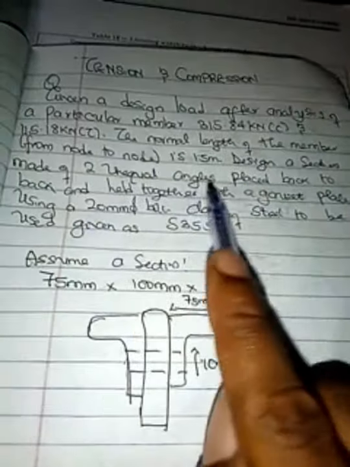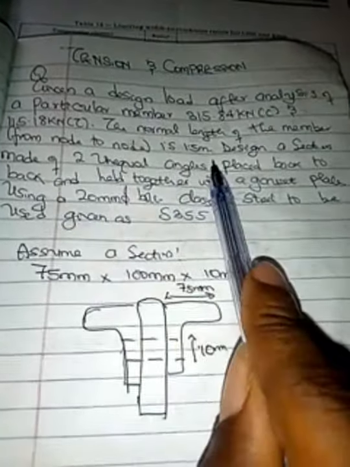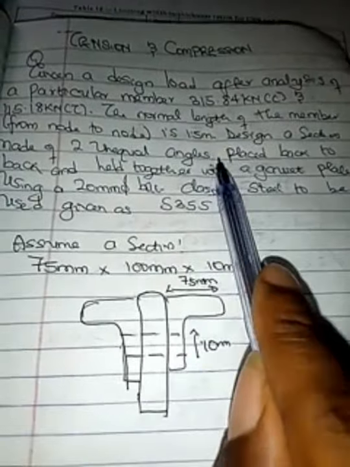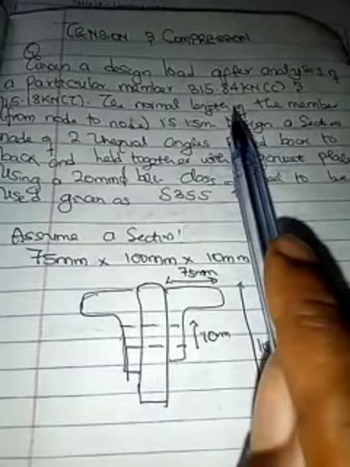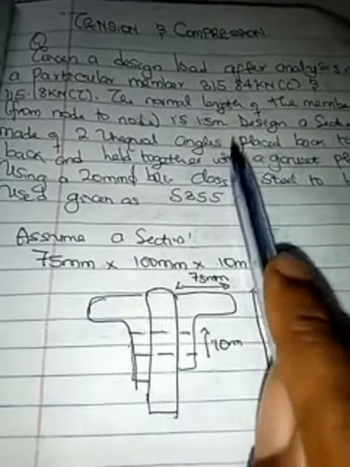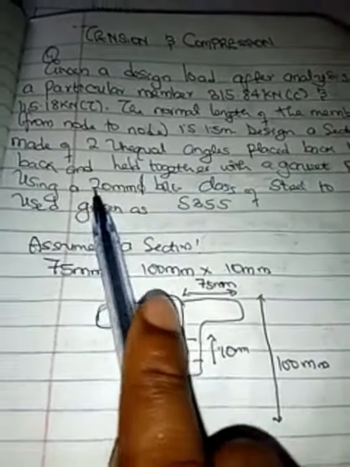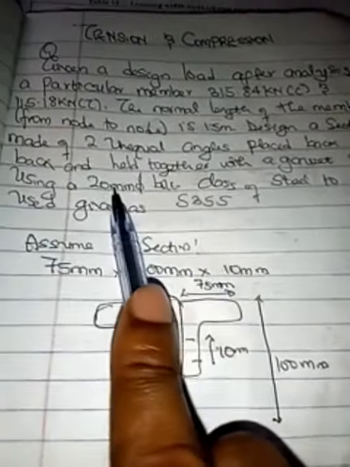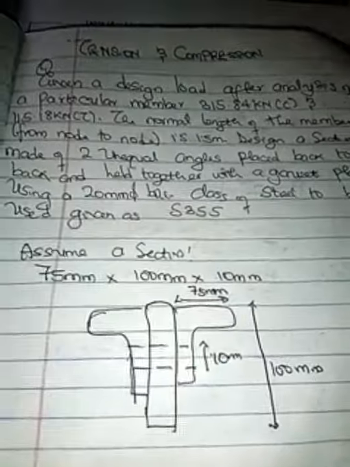If they are pinned, alright, so we should design a section made up of two unequal angles placed back to back and held together with a gusset plate. I told you that this particular member is not pinned here. If it is pinned, it is going to affect your effective length later. We are going to see that this plays an important role in our effective length. We are given the diameter of the bolt to be 20 millimeter. We are given the class of the steel to be S355.